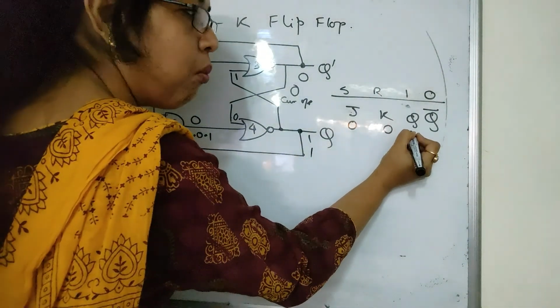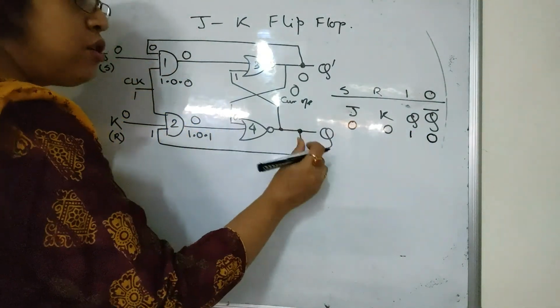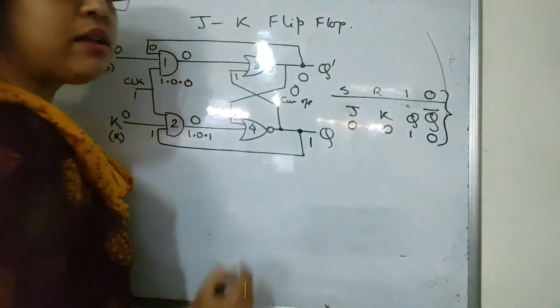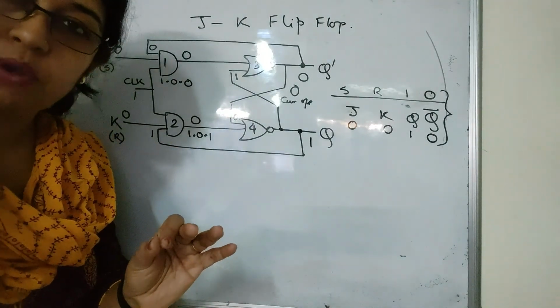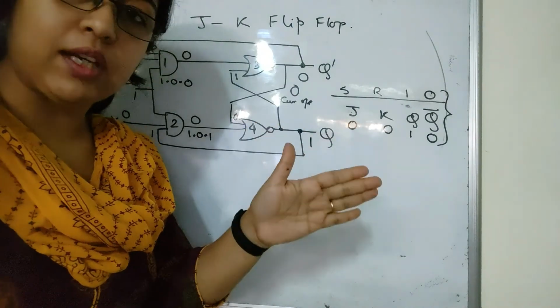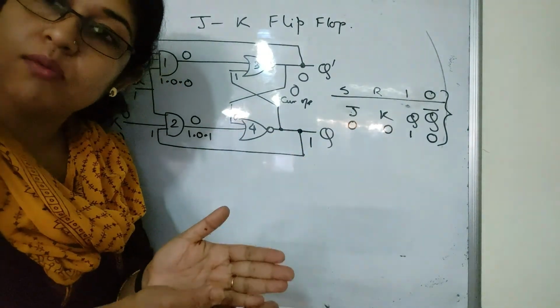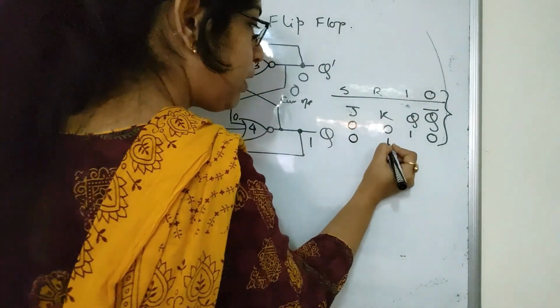So Q1, Q dash 0. If you check, we are in our previous state only, just like the SR flip-flop. In SR flip-flop also, the 0, 0 entry was the previous state. So we are remaining in our previous state with J equal to 0, K equal to 0. Next, J is equal to 0, K is equal to 1.